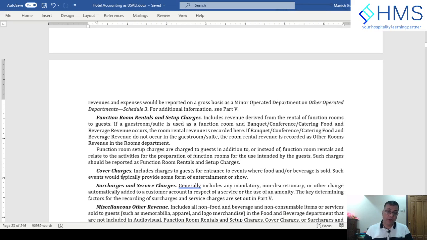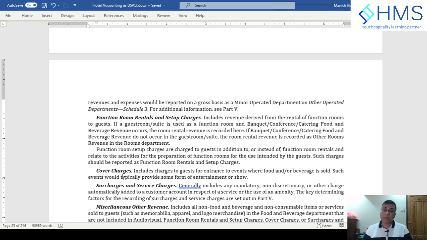The next line item you have is the function room rental. Usually the hotels are giving guest rooms or function rooms as a rental for holding meetings, small parties or anything else. If, let's say, the hotel has charged anything, usually for decoration, for setup, or for any special requirements by the guest, it will be charged as function room rental. If the hotel has used a guest room, which you would normally charge as a guest room day rental, the revenue should go to the room revenue.